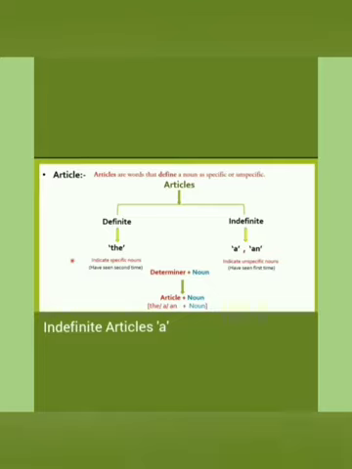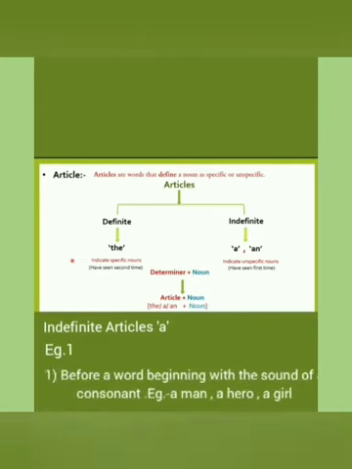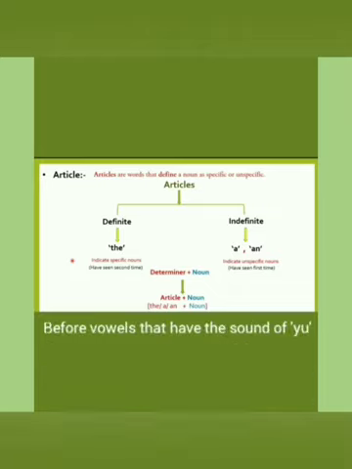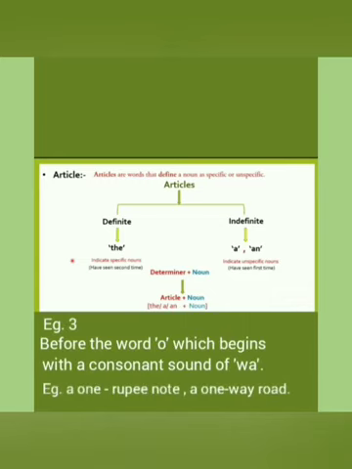Now the use of indefinite article a and examples. A is used before a word beginning with the sound of a consonant. Example, a man, a hero, a girl. Second point, before vowels that have the sound of U. Example, a union, a useful book, a unit. Point number 3, before the word O which begins with the consonant sound W. Example, a 1 rupee note, a one-way road.